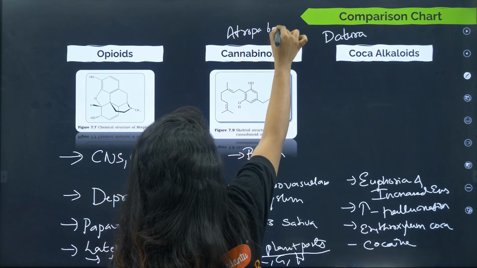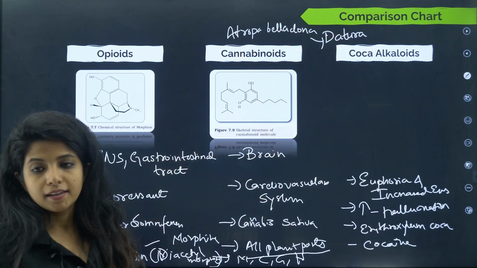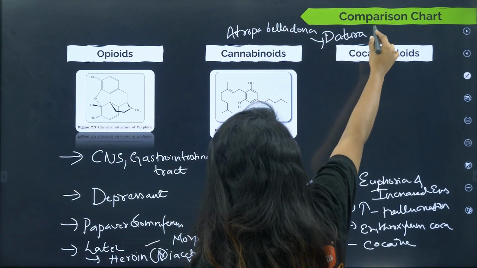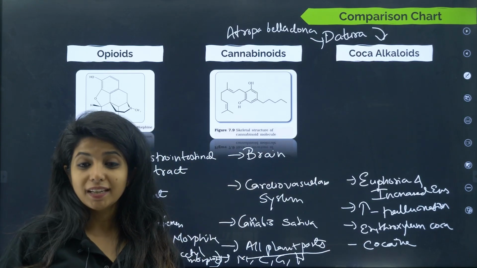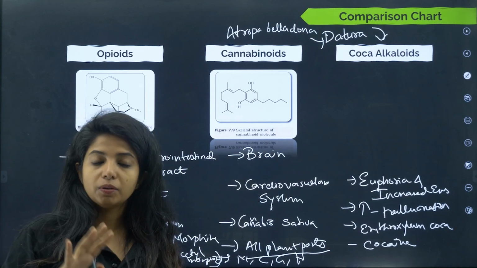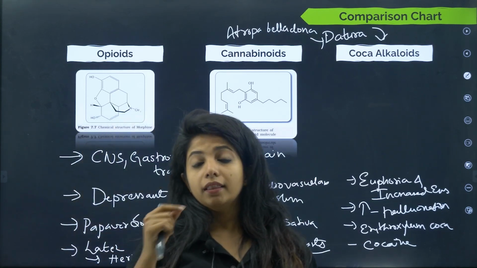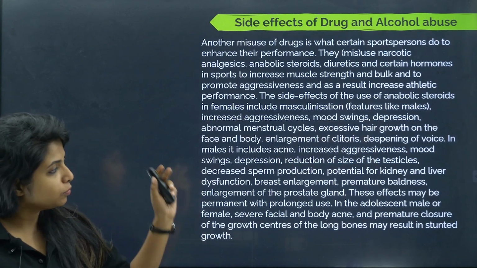Atropa belladonna. Okay. Then they are all hallucinogens. Then apart from that, we have barbiturates, benzodiazepines, amphetamines, all of them helping for mental illness, depression as well as insomnia, and then morphine for surgery. Okay. Side effects of drug and alcohol abuse, a little bit more.